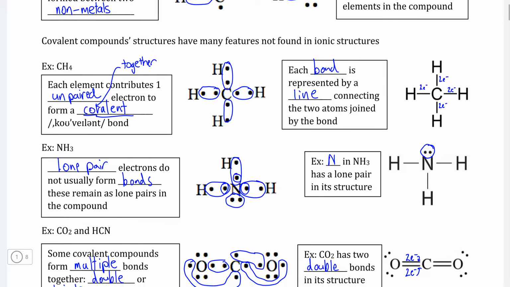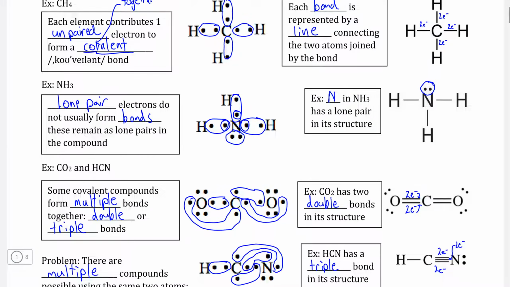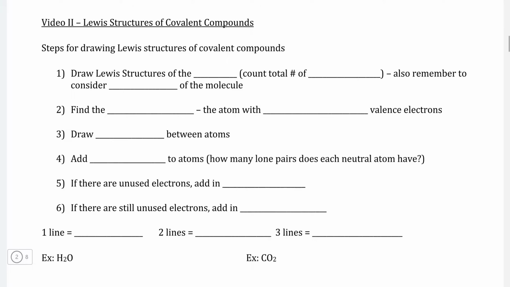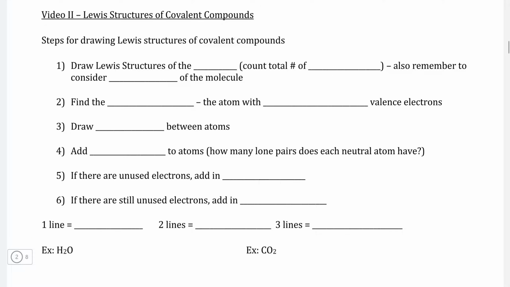This concludes our first video looking at the basic structure and mechanism of formation of covalent bonds and the compounds that contain them. In the next video, we're going to take a more detailed look at how Lewis structures of covalent compounds can be drawn using a reasonably systematic procedure.